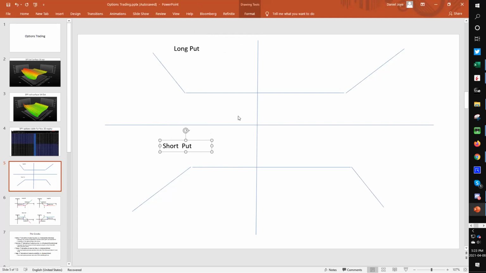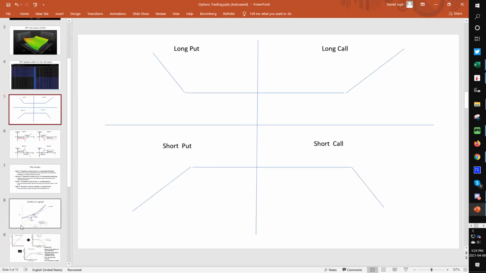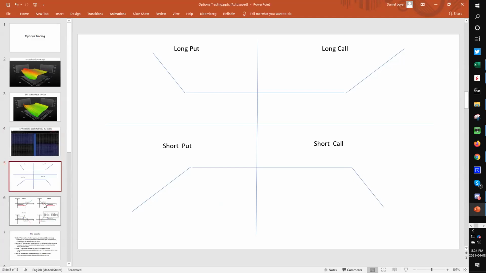So if this is the put, what's the other side? That would be long call. And if this is short put, then this would have to be short call. So if you don't have the papers, this is a quick way of getting out the structures. And I'll show you another memorization technique later on, or a way of thinking about things that's helpful to understand options.